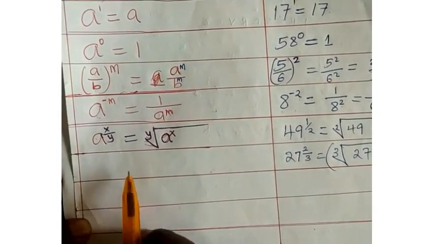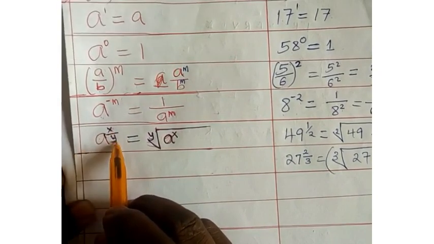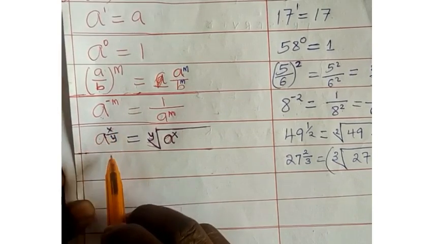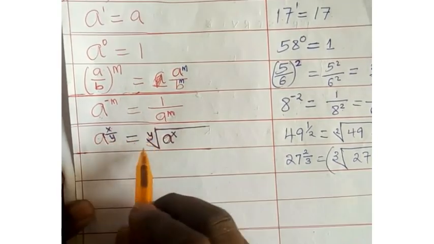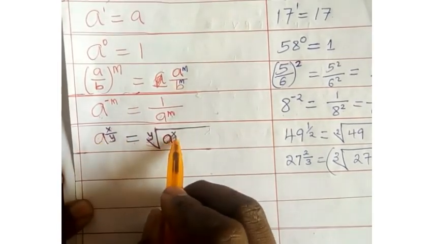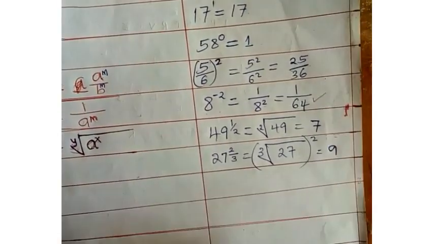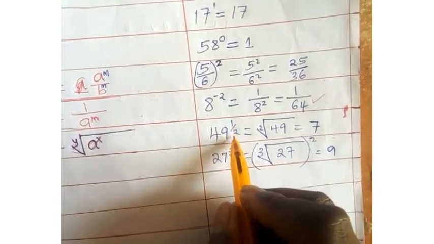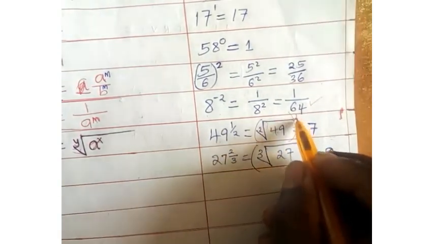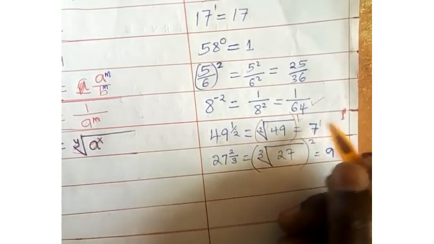Lastly, but not least, when we have a raised to power x over y, the power here is a fraction now. This is the same as the yth root of the base, and then raised to the power of the numerator. For example, we have 49 raised to power a half. That simply tells you to find the square root of 49 and then raise it to power 1. So 7 raised to power 1 is 7.